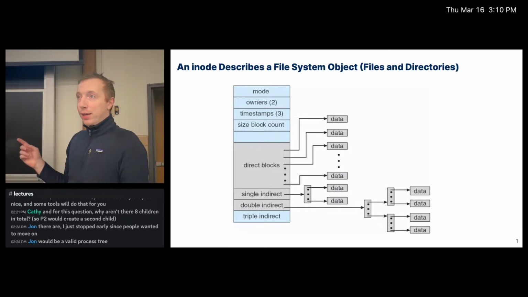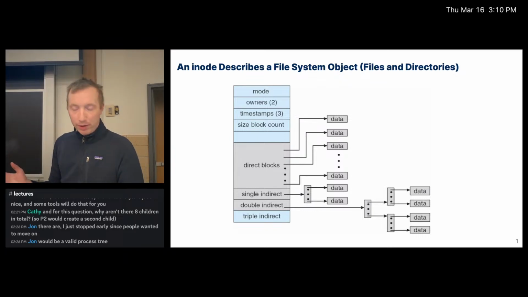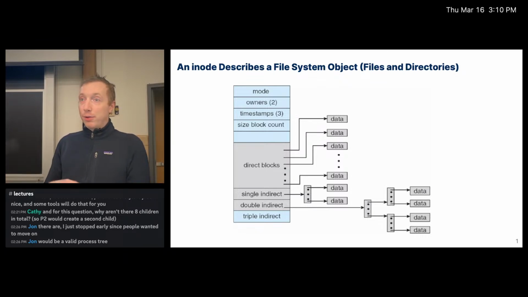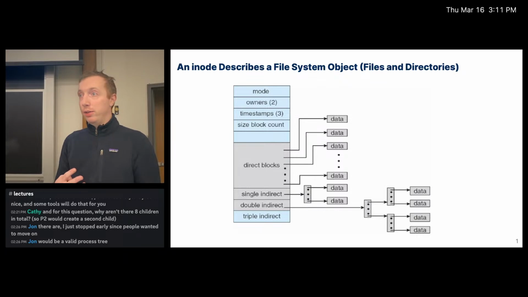A few things are stored in an inode: the mode of the file, so all the permissions and everything like that, whether I can read, write, execute it. There are two owners, since every file is owned by a user and then a group, and then there are three timestamps, like access, modified, and created. Those timestamps are stored directly on the inode, and you are free to modify them, which is why I don't trust any dates you give.